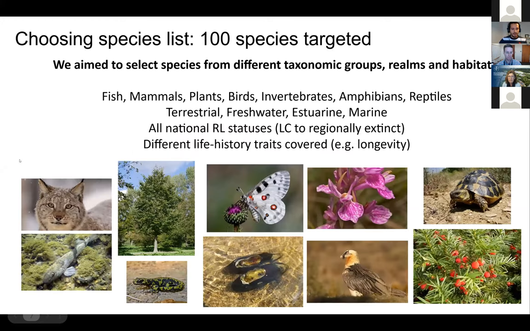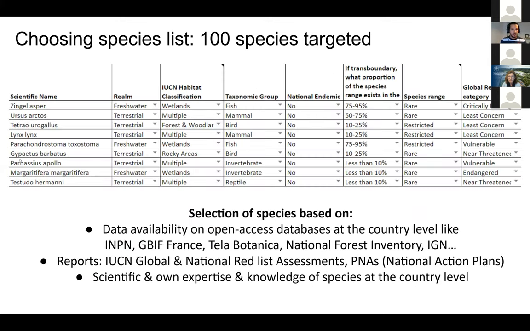We selected 100 species from a wide range of taxonomic groups, including insects, fish, mammals, birds, and amphibians. We tried to cover all major realms from terrestrial to marine, all national red list statuses, and also different life history traits, for instance, different longevities. We selected these species based on data availability on open access databases like the ENPN website, on reports from the French IUCN Red List assessments, but also based on our own expertise and knowledge of species at the country level.